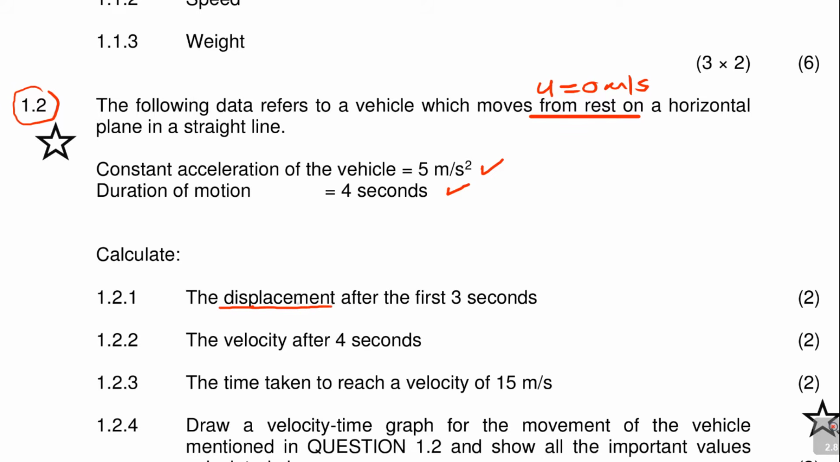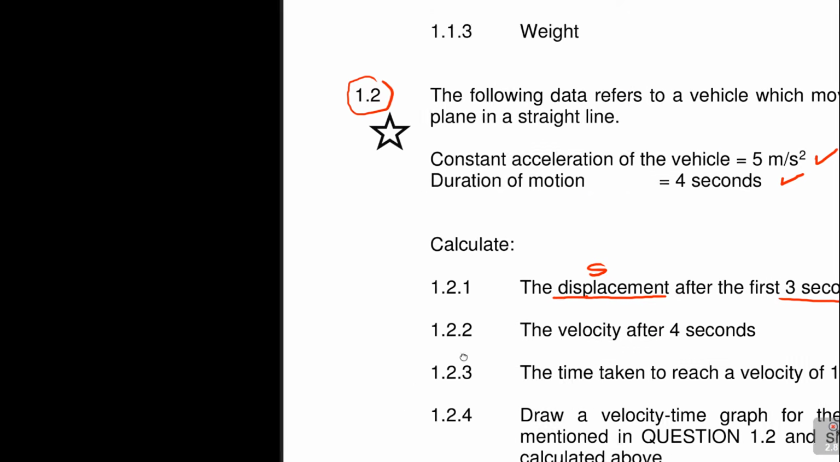Displacement, remember we said, is the straight-line distance from the start to the end. After how many seconds? 3 seconds. So displacement here is our s. So you need to go to the formulas and find out how to find s. Now if you are used to the formulas, there are two ways of finding s.